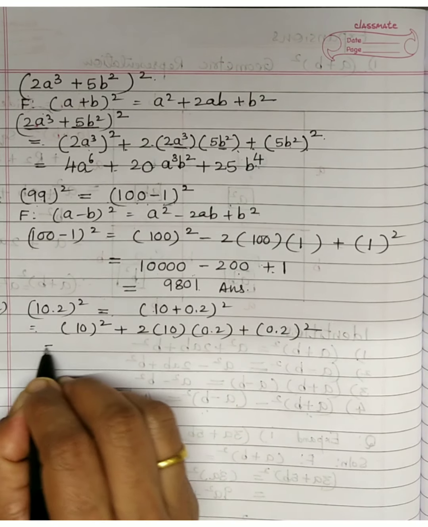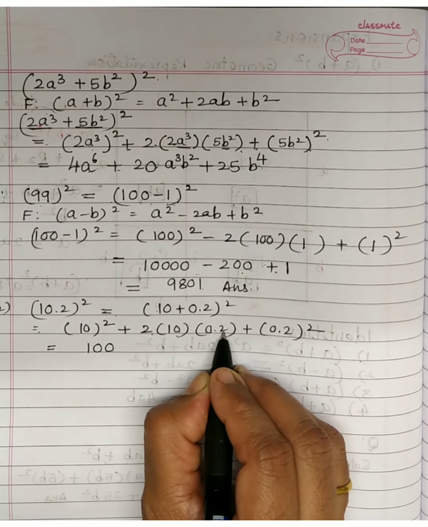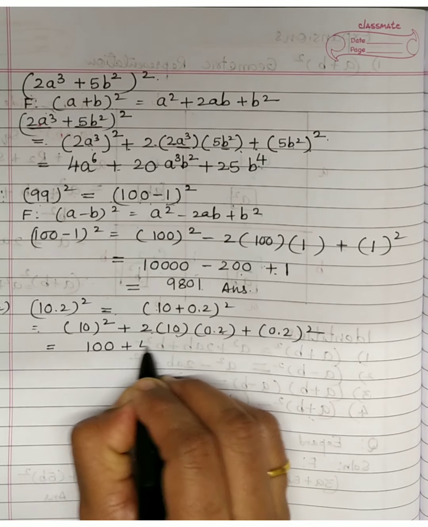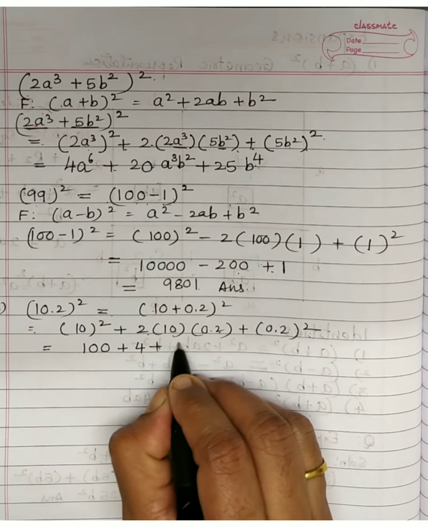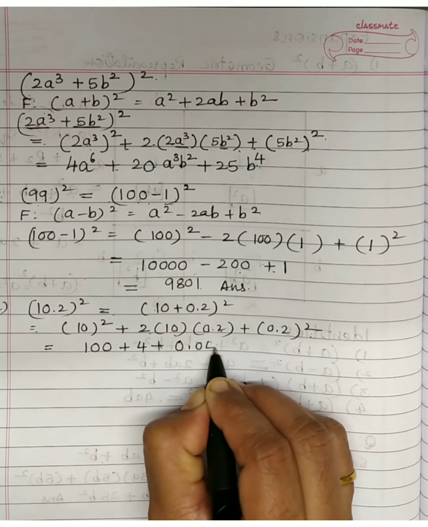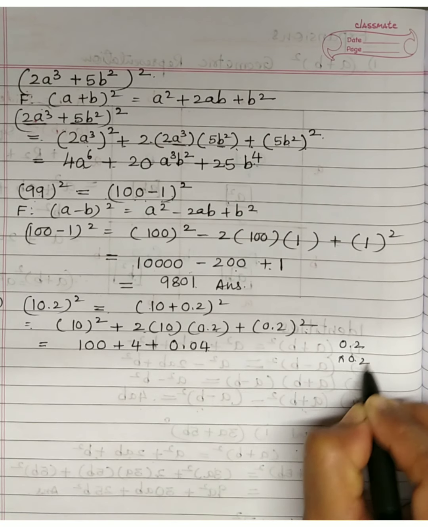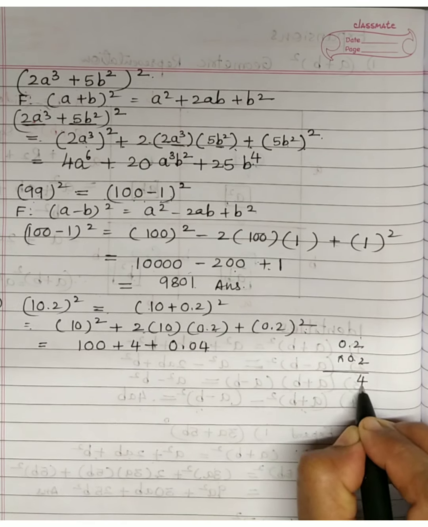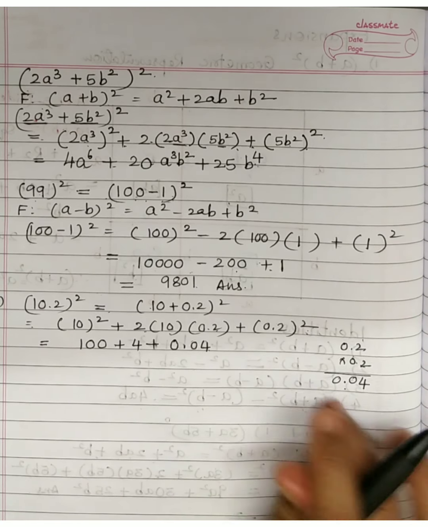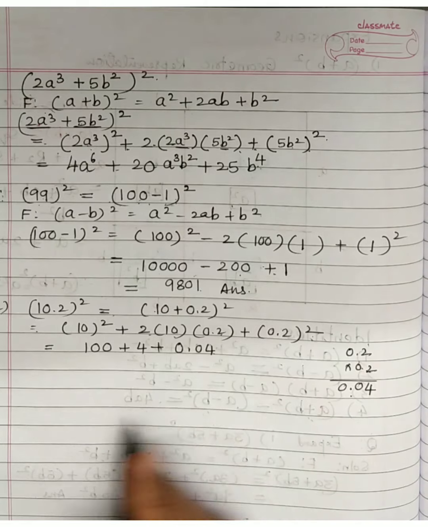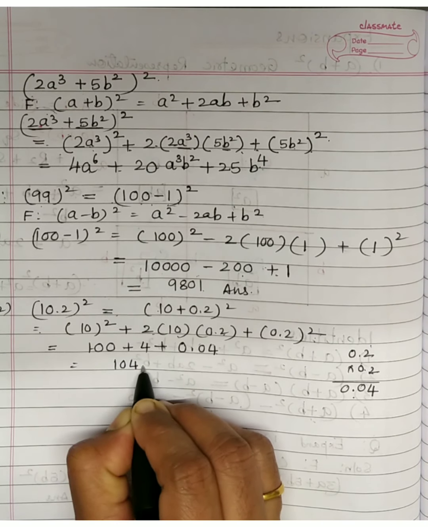whole square. Again 10 square is what? 100. Now 10 into 0.2 will be 2. 2 2s are plus what here? 4. Plus 0.2 square. Again be careful. What will it be? 0.04. This is another common mistake. See 0.2 multiplied by 0.2. So 2 2s are what? It will be 4. But when you are counting the decimal places, 2 decimal places, so you need to write 0.04. This is why I have mentioned it, because it is a common mistake made by children. So final answer is what? 104.04.